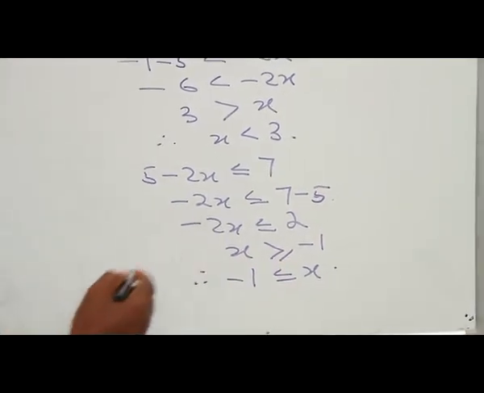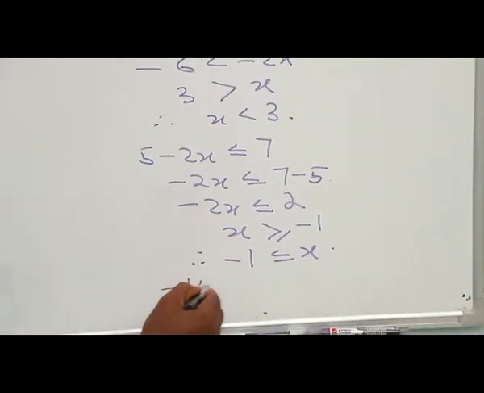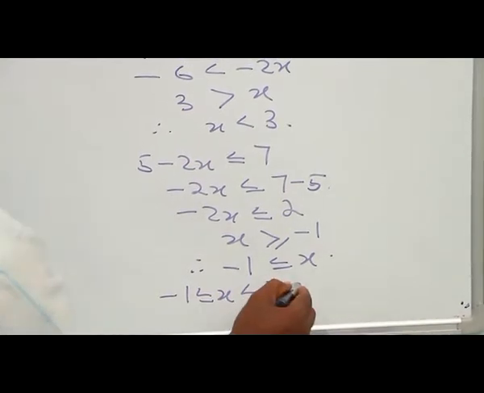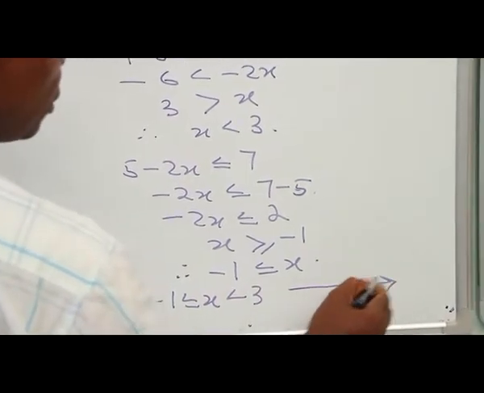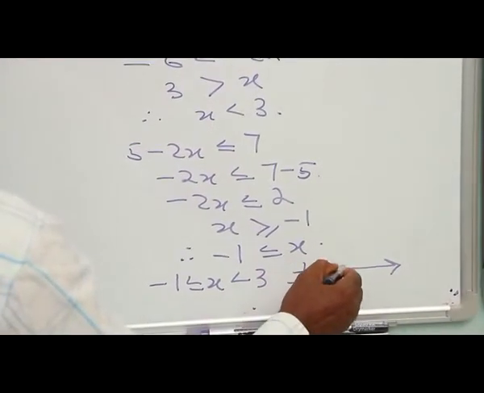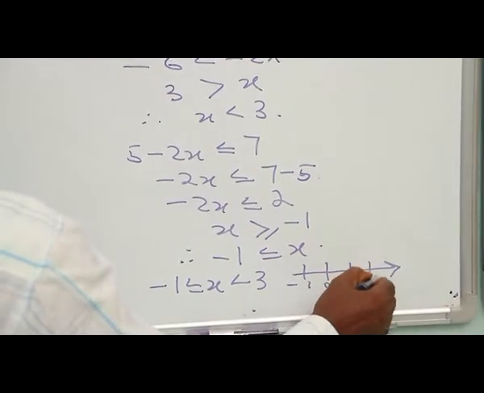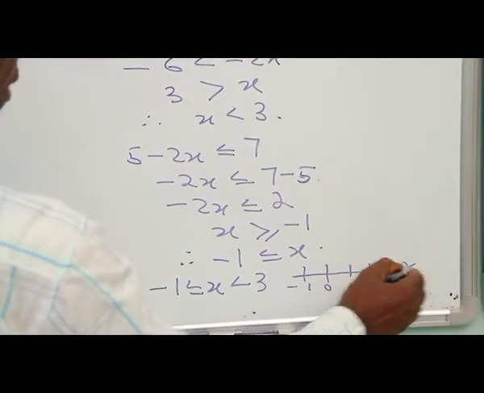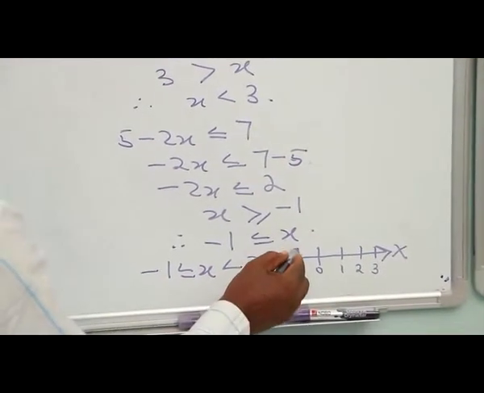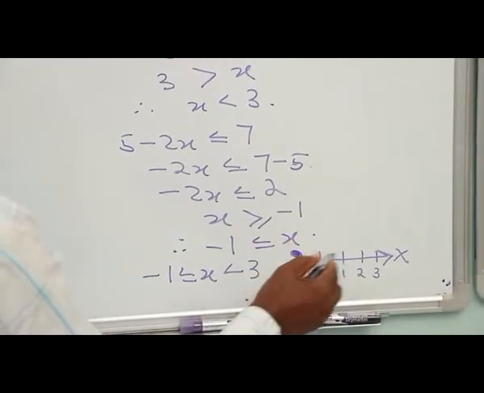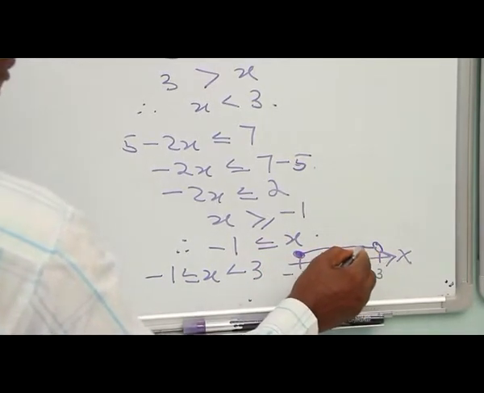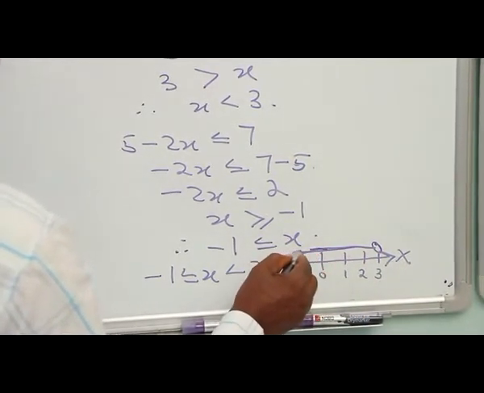Combining them, you discover now that we have -1 is less than or equal to s, and s is less than 3. Now, if you draw a number line to represent this information, you will discover that you have -1 here, you have 0 there, you have 1, 2, 3, and this is the number line. And you are told that -1 is less than or equal to, so this is the region of solution. And then here it's a 0. You can combine the line, joining them together.